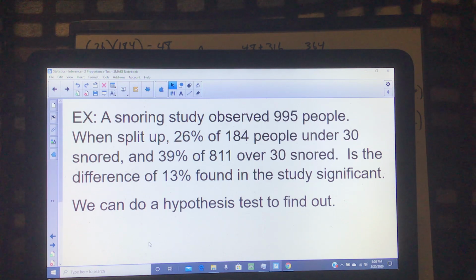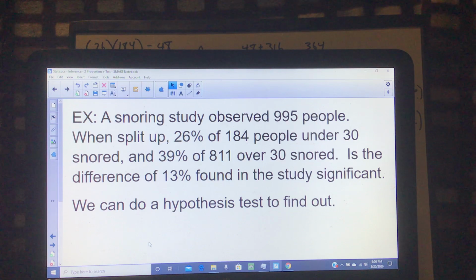Of the under 30 category, 26% of them snored. Of the over 30 category, 39% of them snored. Now, what we're wondering is this sample difference is 13%. There's a 13% difference between those over 30 and those under 30. We want to know, is this difference significant in the fact that the population has a difference in snoring?